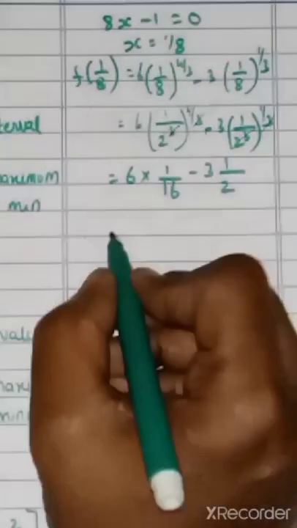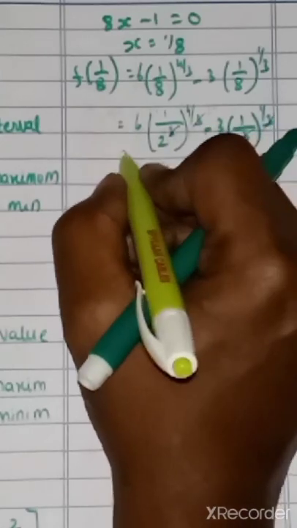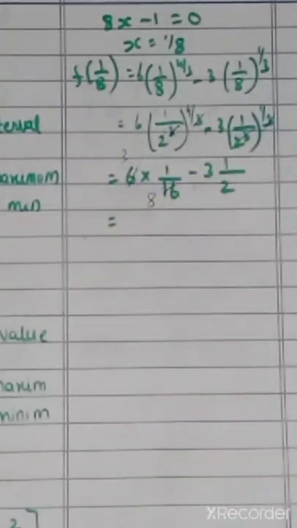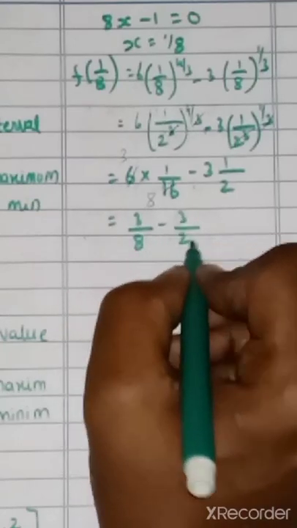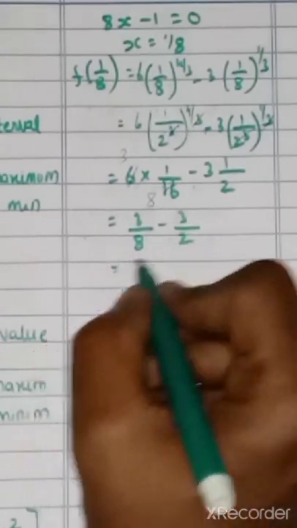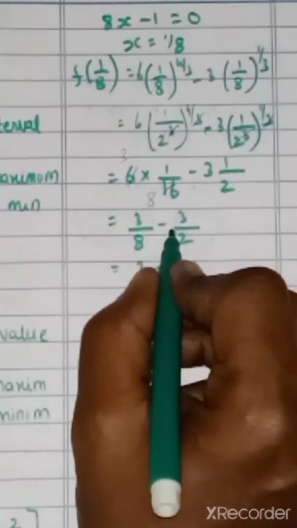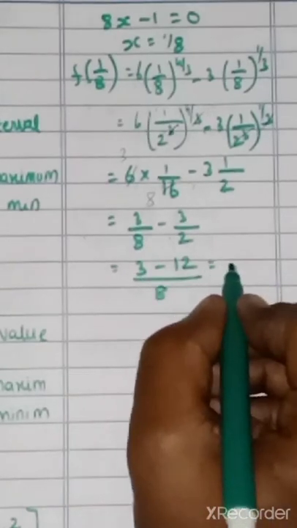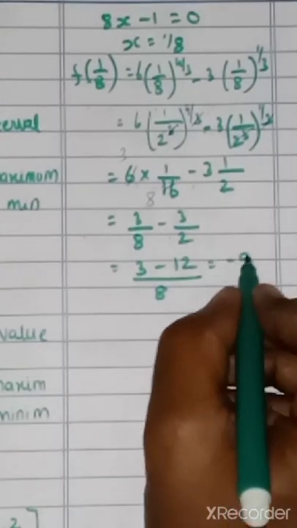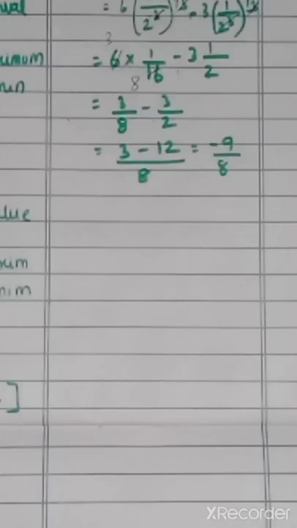Correct? So this is equal to, again cancelling these two, 3 2s are 6, 8 2s are 16. So 3 by 8 minus 3 by 2. And taking the LCM, 3 minus 4 3s are 12 by 8, which is equal to minus 9 by 8. Okay, so your f of 1 by 8 is minus 9 by 8.